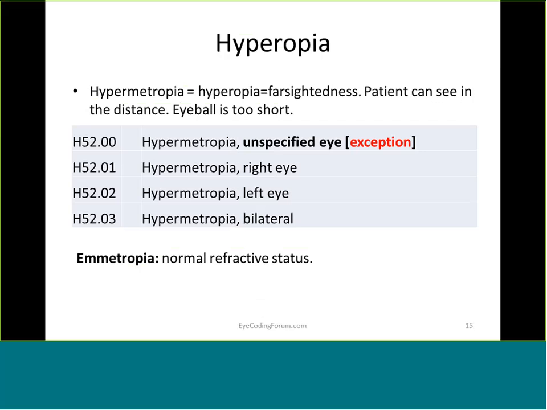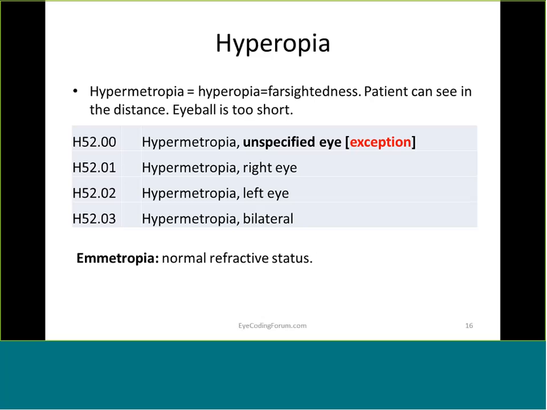First code is hyperopia, also known as hypermetropia or farsightedness. The patient can see in the distance, and the eyeball is generally too short. And you can see our 4 codes on the screen. Note that this is an exception to the earlier rule. The unspecified code ends in a 0, but then the right eye is a 1, left eye is a 2, and bilateral is a 3.